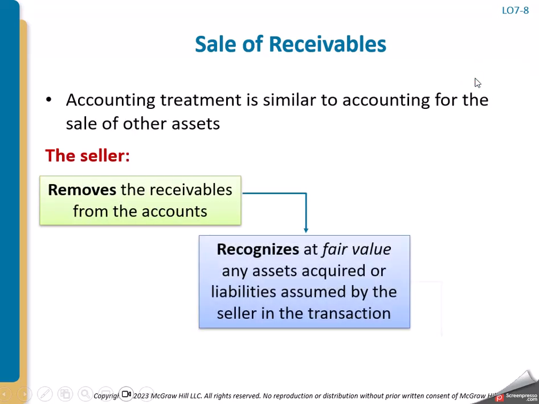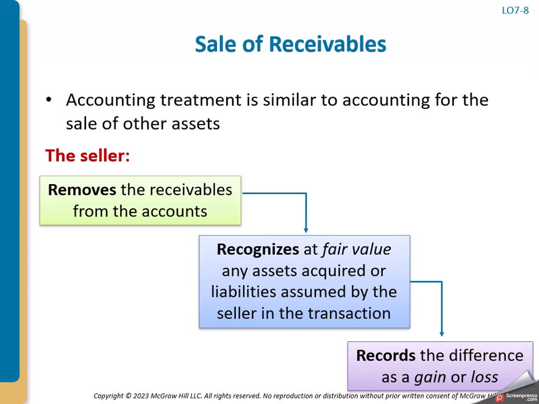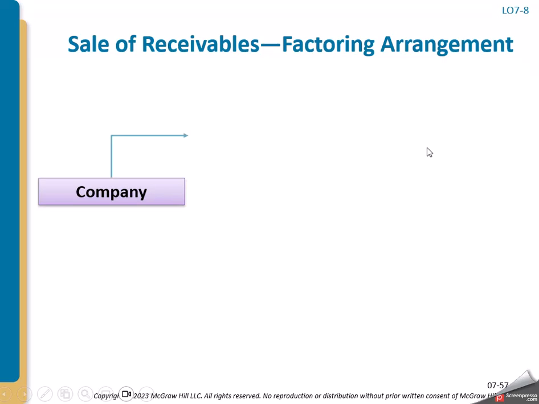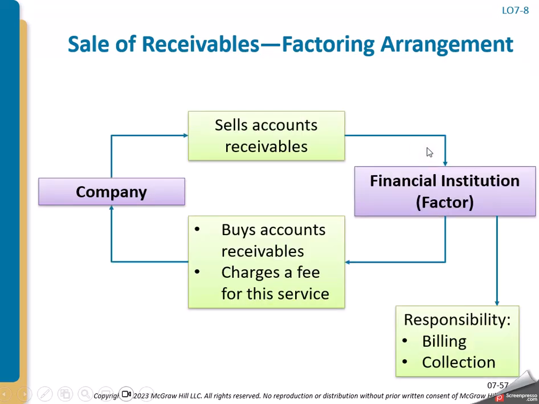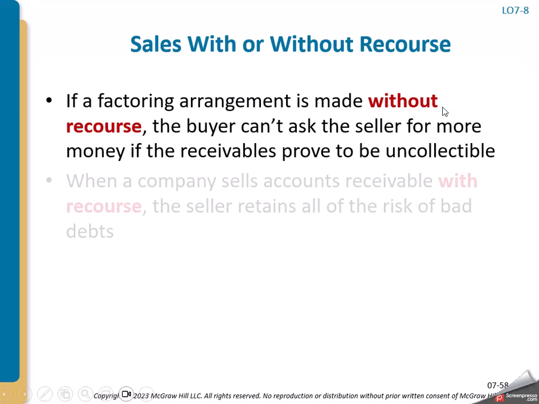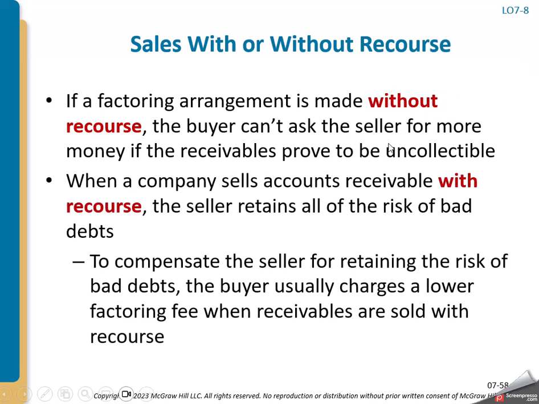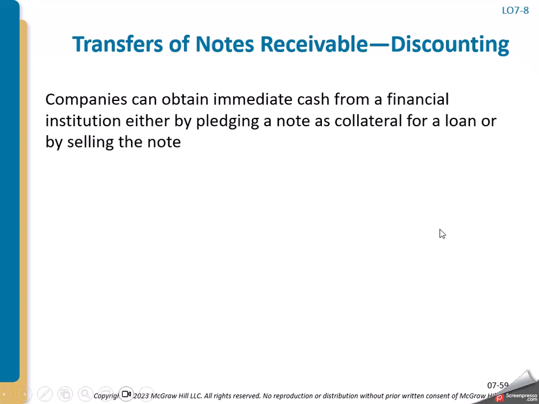Then if we sell them, we're going to remove them completely off of our books, and we're going to recognize them at the fair value and then have a gain or loss. If we factor them, then the financial institution is going to charge a fee for that service, and they're going to be responsible for collecting from the customers. If we sold them without recourse, it means if our customers don't pay, they can't come back at us to try to get that bad debt. If we sell it with recourse, then the bank could come back after us if our customers do not pay.